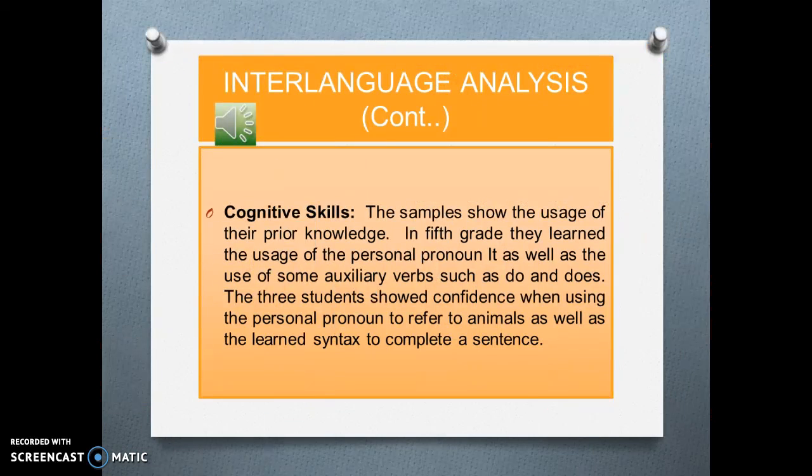We'd like to point out that cognitive skills of students have been important in their foreign language learning process. They are using their prior knowledge. Specifically, we can see it in the use of the pronoun "it," which is used with confidence. This pronoun was learned in the prior grade.